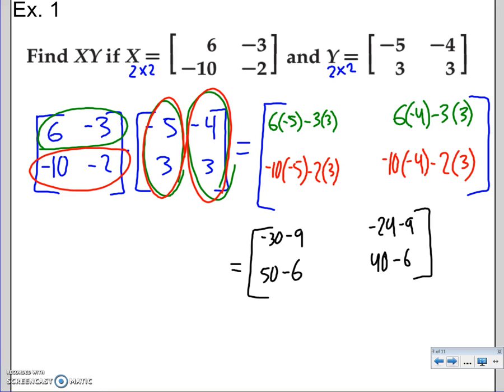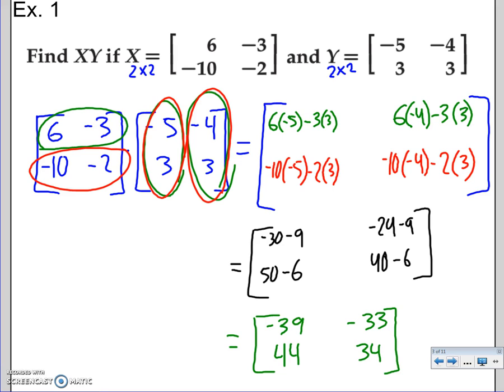So my answer needs to have single numbers for each spot. So the top left will be -39. Top right will be -33. Bottom left will be 44. Bottom right will be 34.